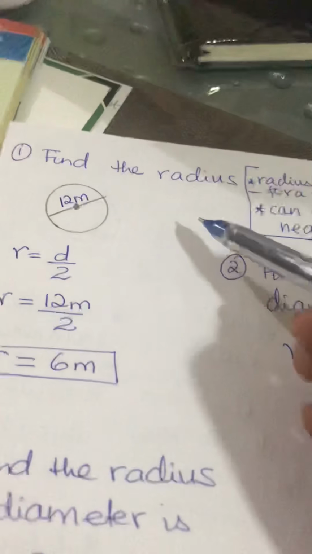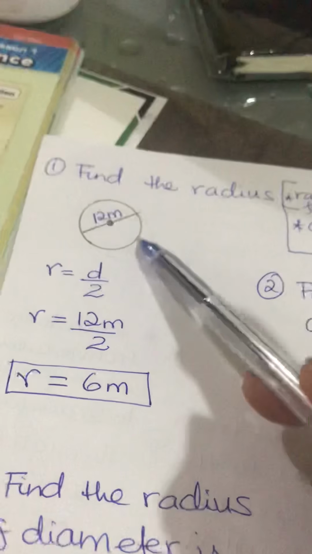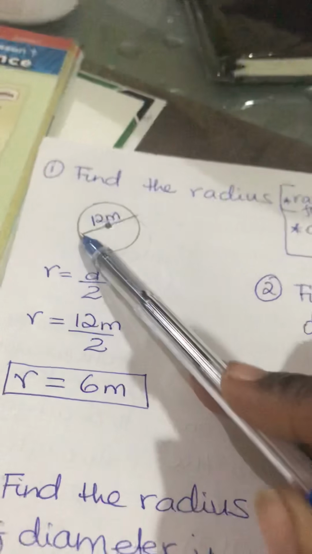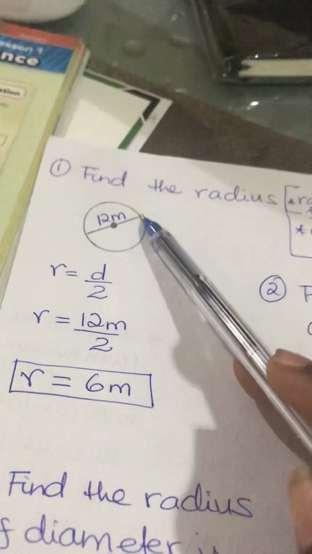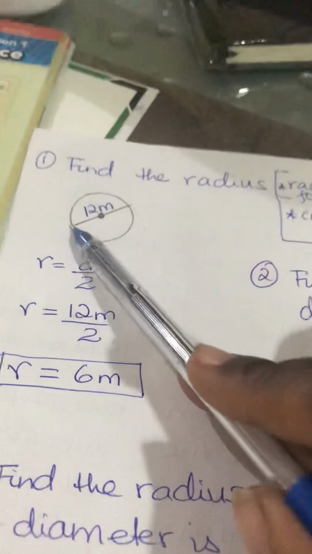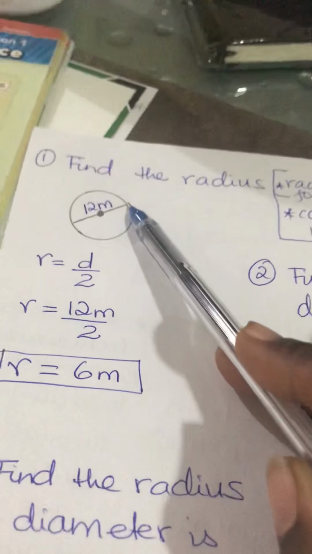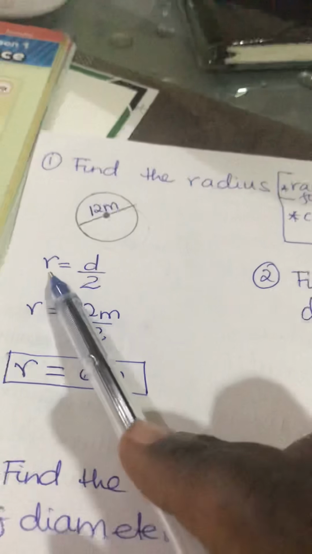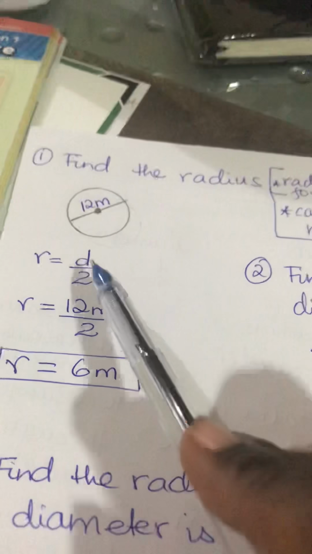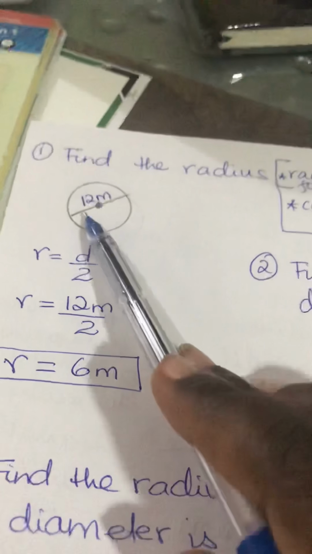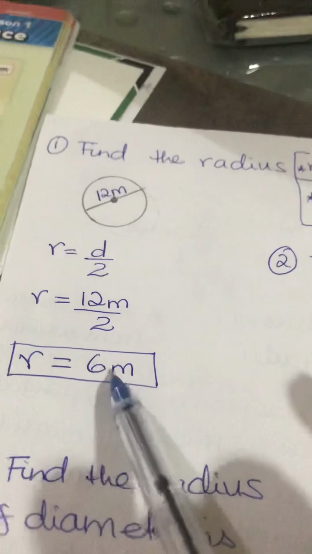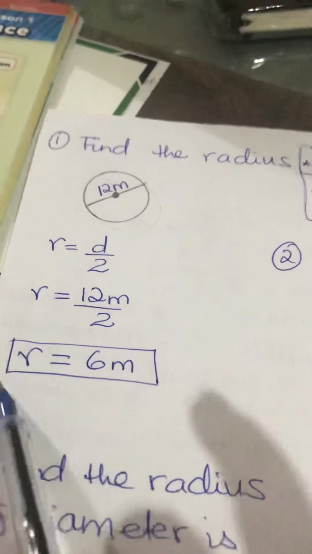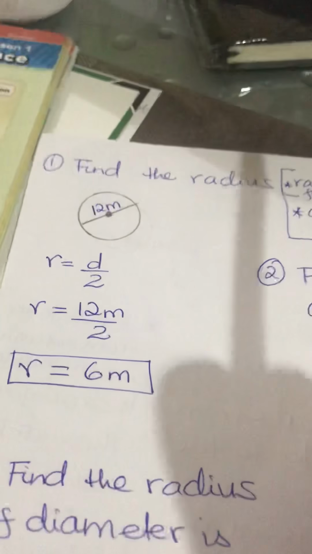So let's look at the first question. The first question gave me a picture. I know this is the line from the circle through the center to the other side of the circle. So this line is my diameter. For me to find radius, I need to divide diameter by 2. What's my diameter? 12 meters. So 12 meters divided by 2 gives me 6 meters, and this is my answer. I box it.